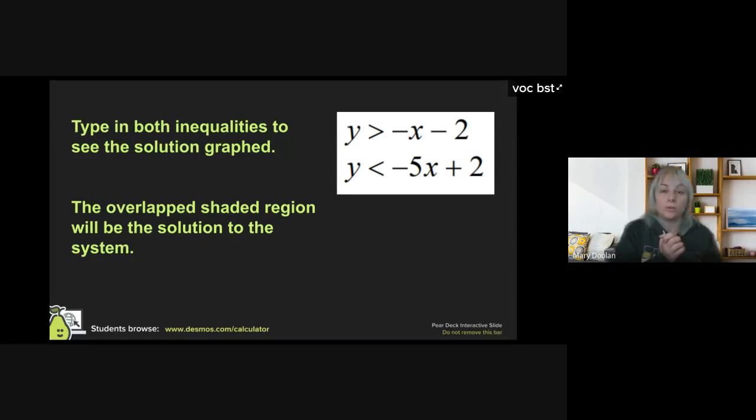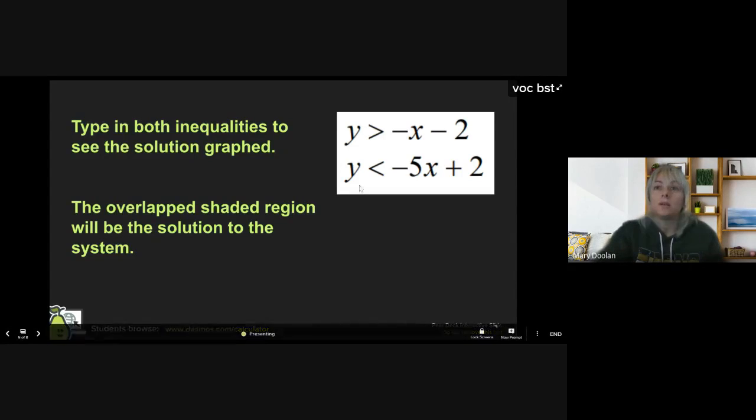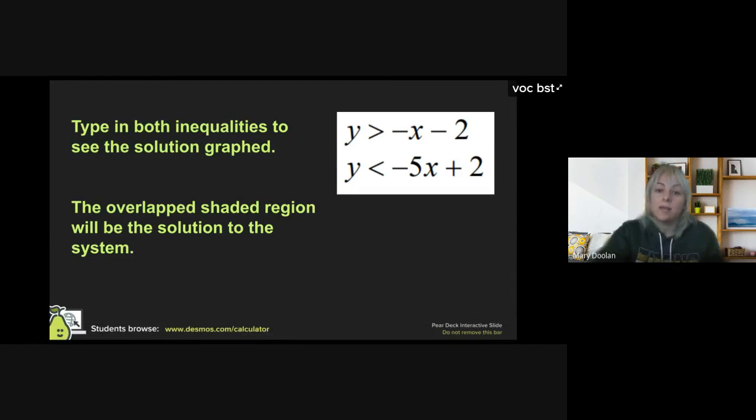So what I want you to do is to type both inequalities to see what the solution graphed would be. You're going to type on one line the first inequality of y is greater than negative x minus 2. And then on the second line, you're going to type y is less than negative 5x plus 2. And we're going to see what happens in Desmos.